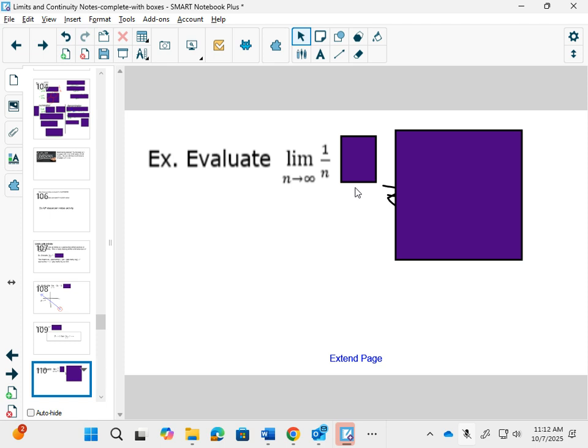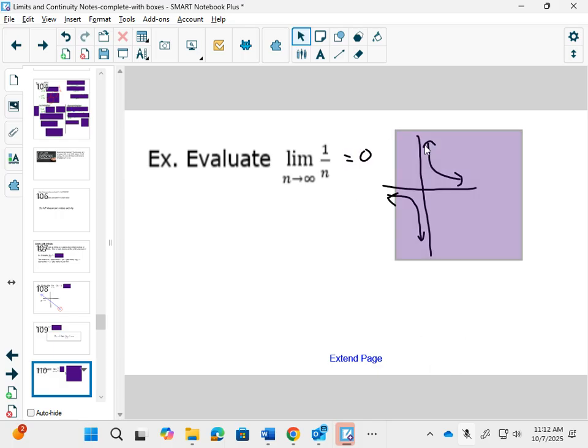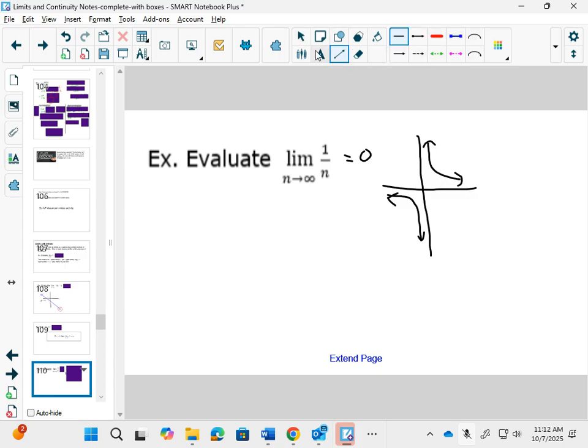What happens as n gets really, really big here? It goes to 0. Does it make sense that your end behavior, you have an asymptote? Right, there's an asymptote there. And your graph is approaching that asymptote, we would say that it gets close to 0. So as n goes to infinity, it's 0. As n goes to negative infinity, it's 0.